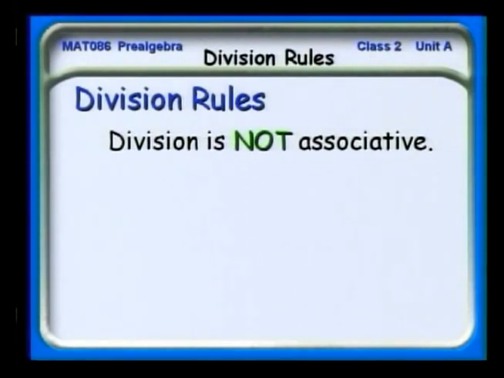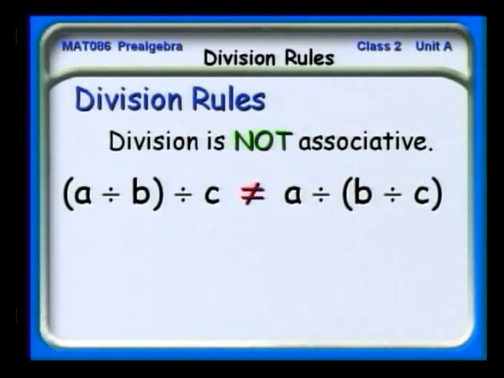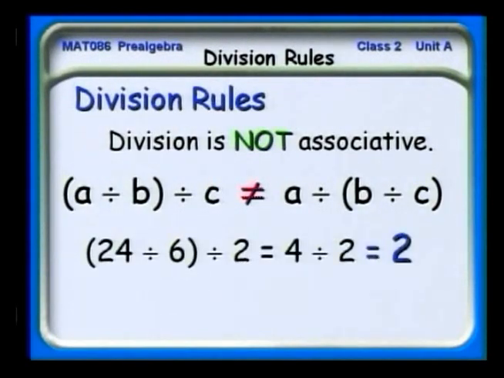Another thing is that division isn't associative. And what that means is you can't group things. Depending on how you group things, you'll get different answers. The quantity A divided by B, then dividing that by C, is not going to be the same as if I start with A, divide B by C, and then divide that. Let's put some numbers in and see what happens.